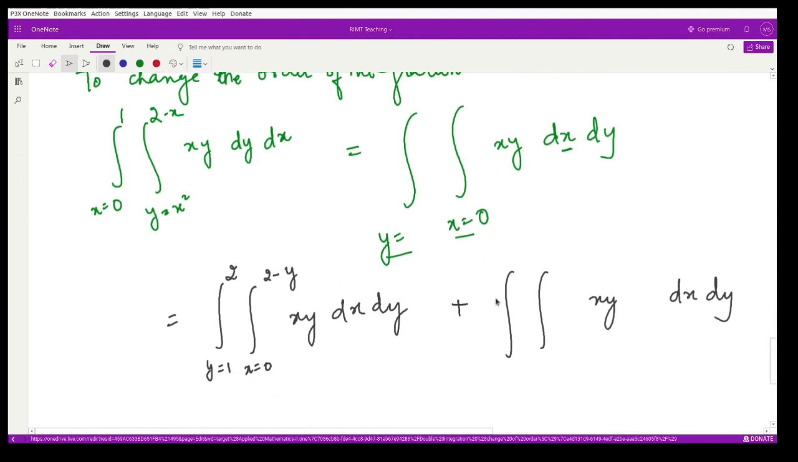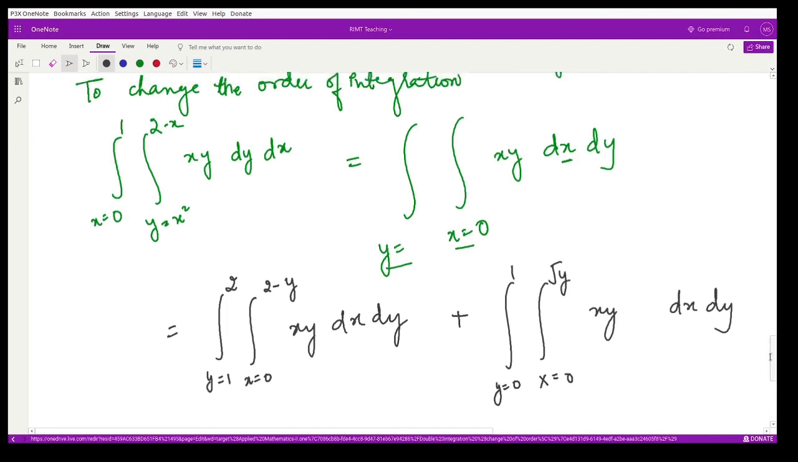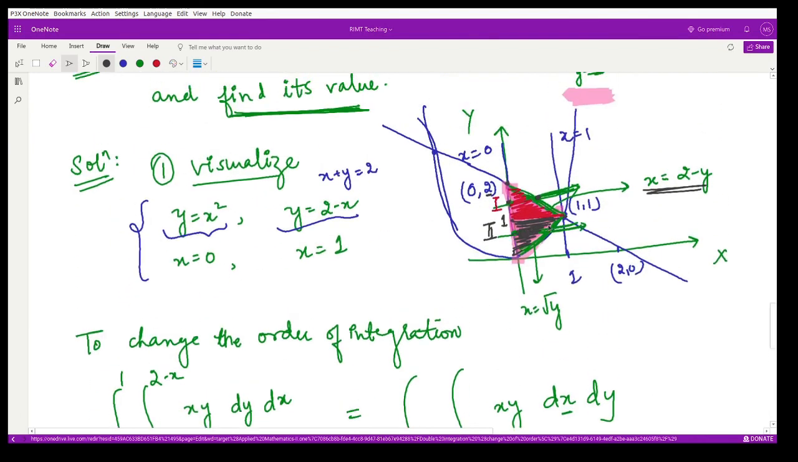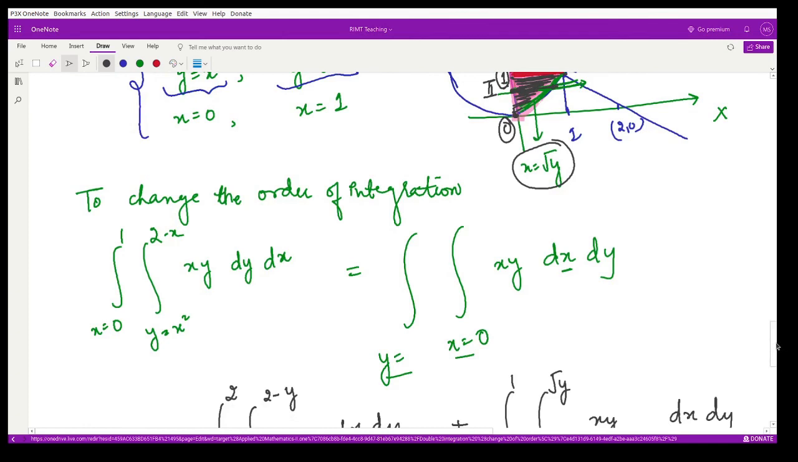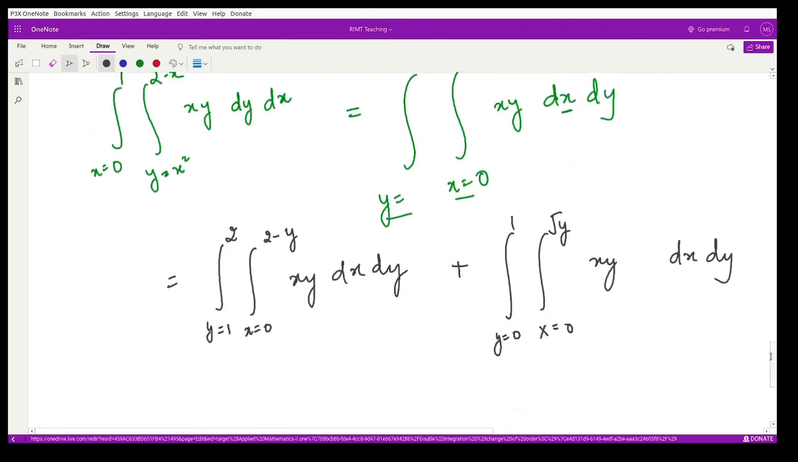And similarly, for the second case, the values of y are from 0 to 1, and the values of x are from 0 to square root y. How? Because when you see this vertical line here, according to this vertical line, the value of x is 0, and here the value of x is square root y, and the limit here of y is 0, and here the y is 1. So accordingly, you have these limits. So now you can very easily solve this integration.